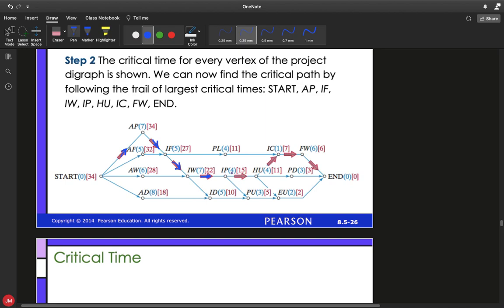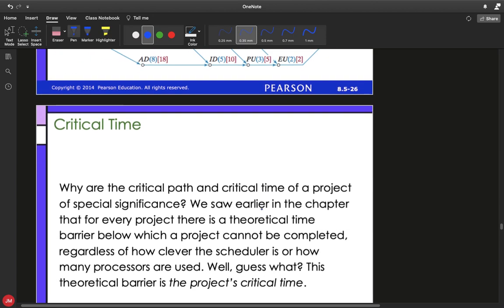From there, you've got two options, either HU or PU. HU is 11, PU is 5, so that would be HU as our critical path. And then from there, one last choice to make, which is between IC, which has 7, PD is 3, EU is 2. So 7 wins that battle, and we move on to the end. So there would be our critical path that we found using our backflow algorithm.